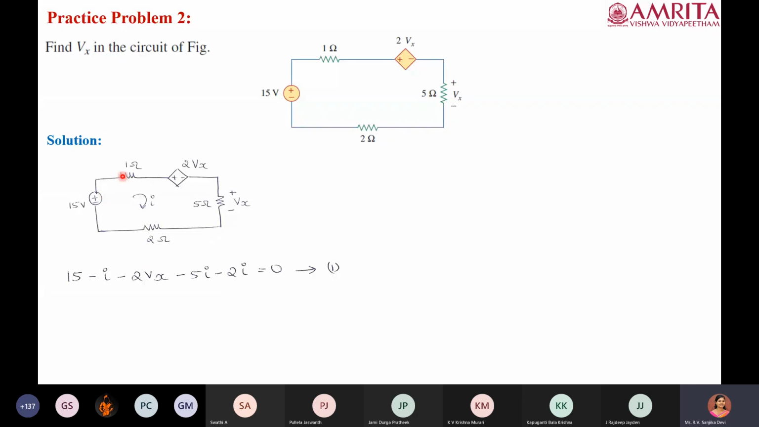15 minus I. Okay, so whenever current is flowing through your resistor, I told there will be a drop. So it is minus I into 1. Then for the third element, it is minus 2Vx because we are coming out of the negative terminal. And for the fourth element, when the current is flowing through this resistor, there will be a drop, which we can write as minus 5I. And for 2 ohm, again there will be a drop, which is minus 2I.